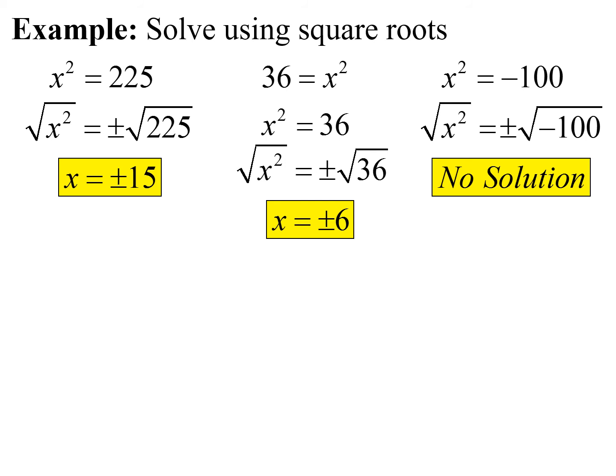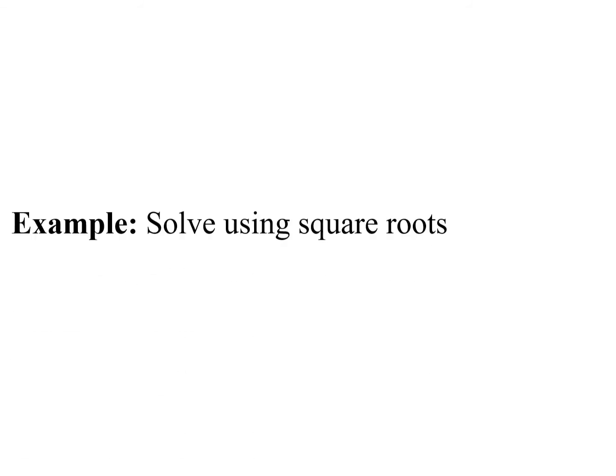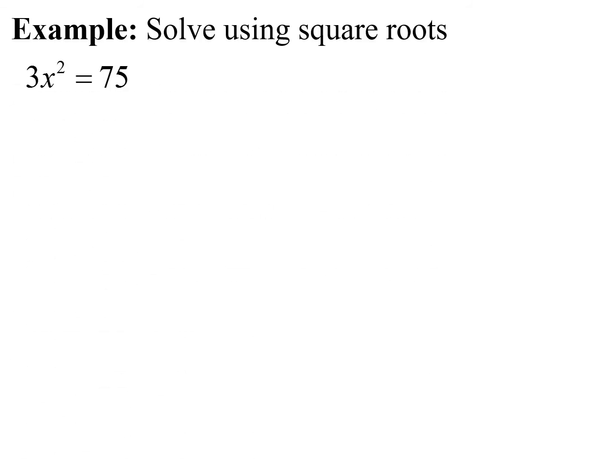In the future, in Algebra 2, you guys are going to learn about a set of numbers called imaginary numbers, and that makes that problem possible. So as of right now, no solution. And just follow it with a... to be continued. All right, so our next example, solving using square roots, we have 3x squared equals 75.